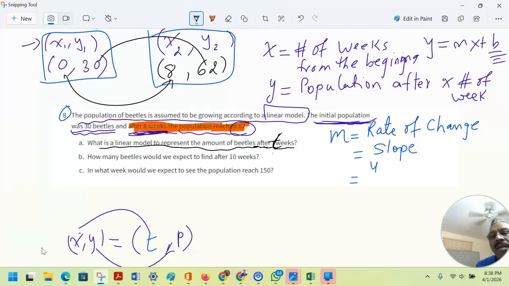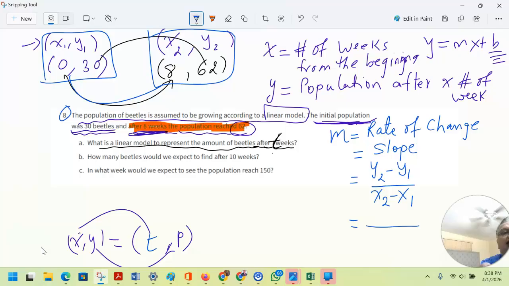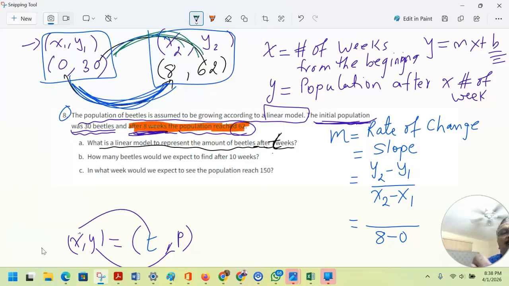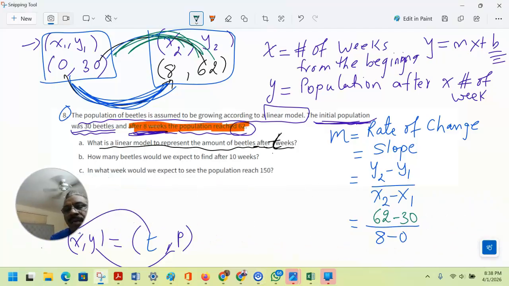So the formula is y2 minus y1 over, I think by now you already know, common sense, how much is the increase in the x's and the y's. The bottom piece I'll do first. It is 0 to 8, but while writing we write 8 minus 0. And the next one, from 30 it goes to 62. So you write 62 minus 30 because you want to know how much is the increase. So this will be equal to 32 divided by 8, and 8 divides 32 4 times.